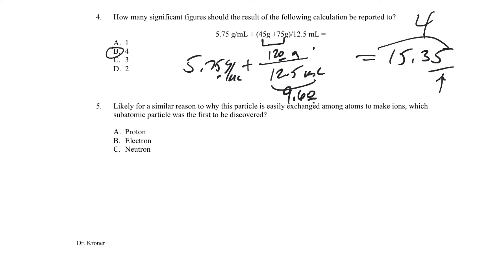Which subatomic particle was the first to be discovered? Okay, so that's the electron. Electron was the first to be discovered, in the late 1800s, and the proton and the neutron later, in the 1900s.